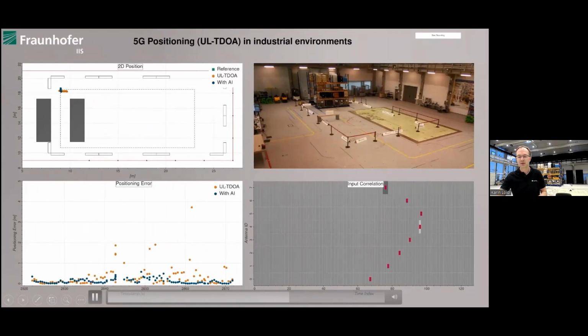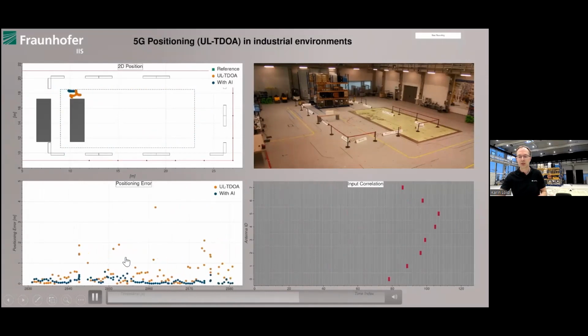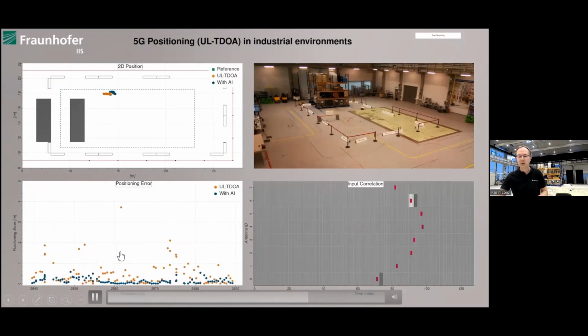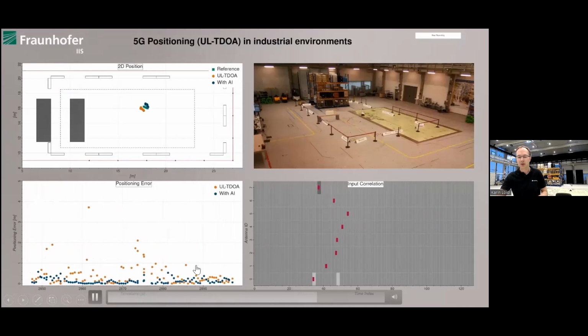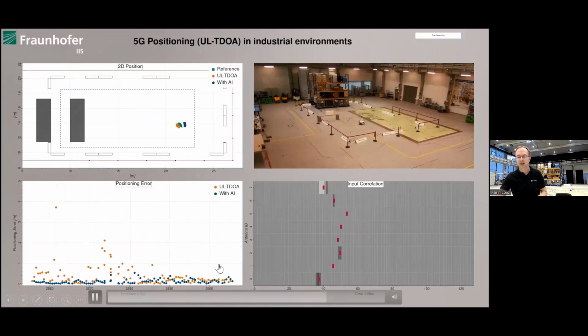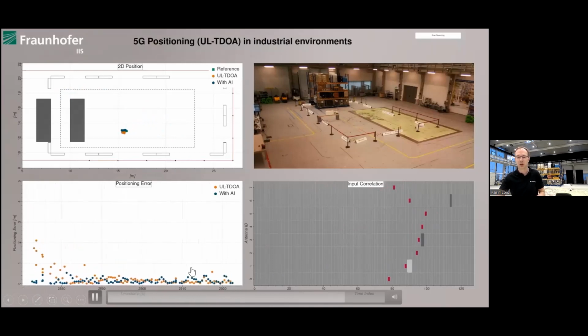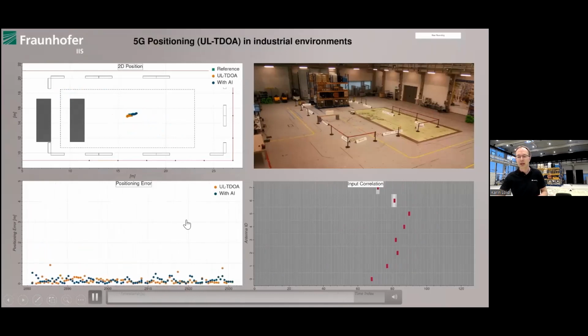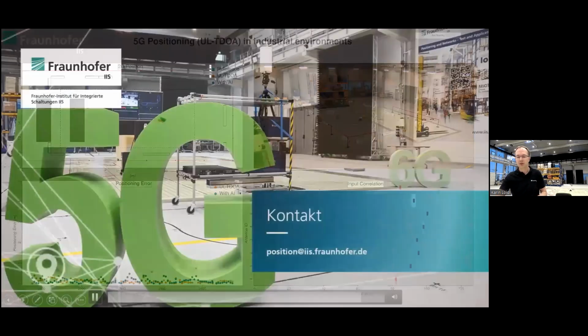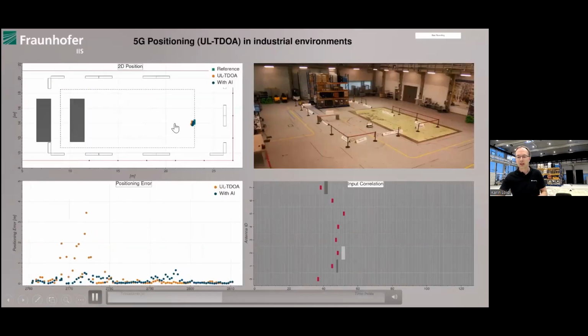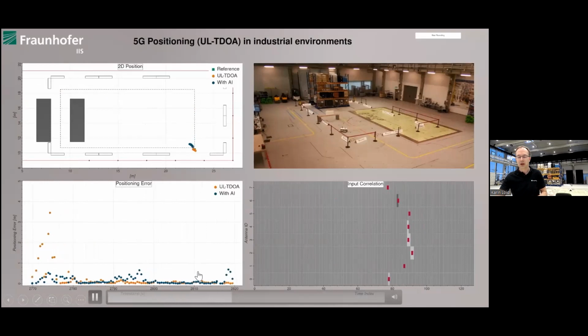Here behind the shelves, we saw that the orange position, which is uplink TDOA, has an error higher than 1 meter. 1 meter is this line here. Maybe you cannot see it on your screen. This is the 1 meter. We want to stay, of course, below 1 meter or even much better. In the open space, both work quite well. So you have a very high accuracy, or a very low positioning error, in this area.